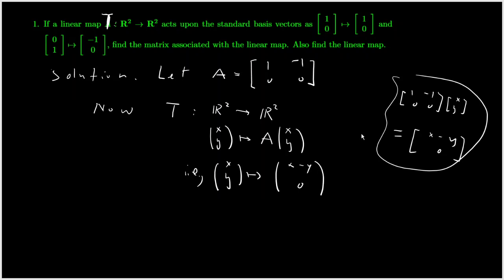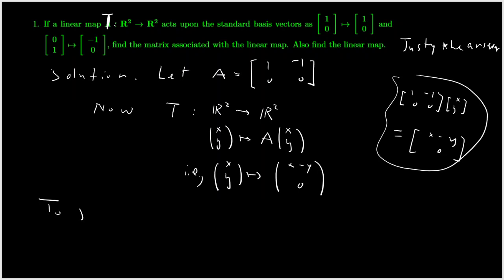So how about I just tell you to justify the answer. By that we mean I do want you to verify the linear map T we found: the output of 1 0 under T is indeed 1 0, and the output of 0 1 under T is indeed negative 1 0. Now let's justify that.